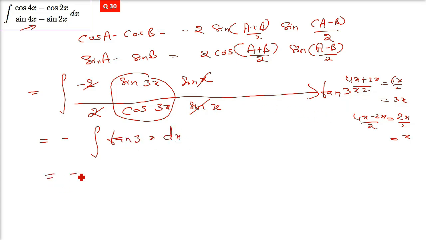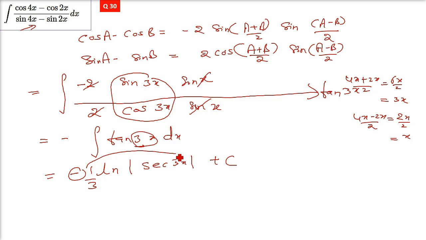Let us take this negative outside. Integral of tan 3x is ln modulus of, what is that? Tell me. It's sec 3x dx. Dx is already done, so just add the constant of integration. 1 by 3 will also be there because differentiation of 3x will be done and it will be put in the denominator, that you already know.